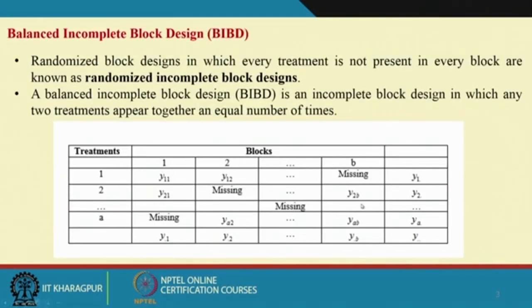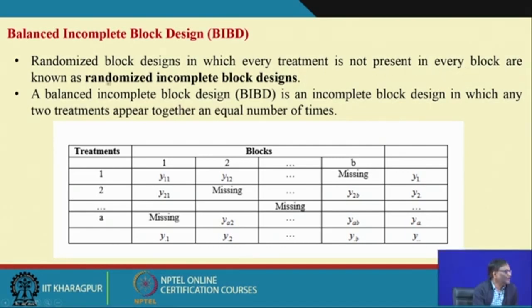So, what is an incomplete block design? Randomized block designs in which every treatment is not present in every block are known as randomized incomplete block designs. And a balanced incomplete block design, BIBD, is an incomplete block design in which any two treatments appear together an equal number of times.